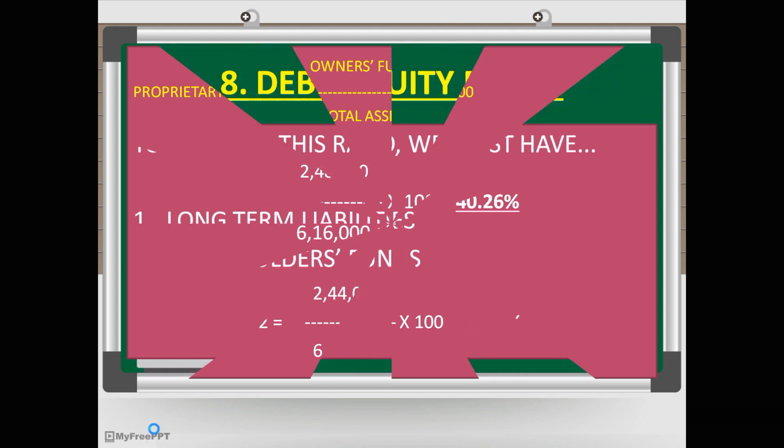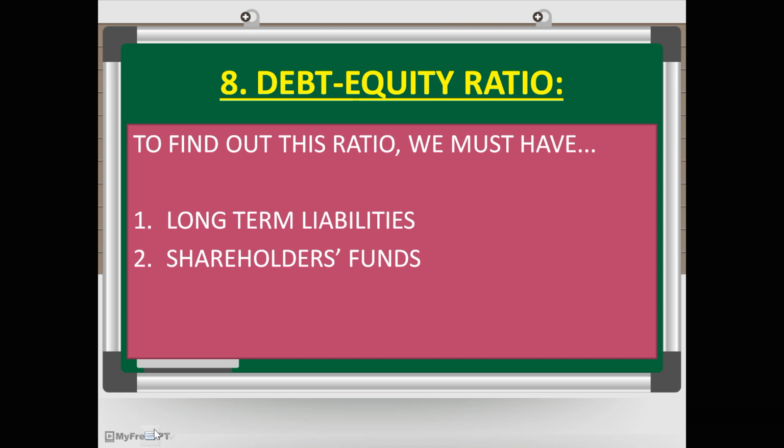Let us move further with the next ratio, debt equity ratio. This is the 8th ratio in our list. Now you have the formula of debt equity ratio. For that we need two amounts. First amount, long-term liabilities, and second again, shareholders funds.